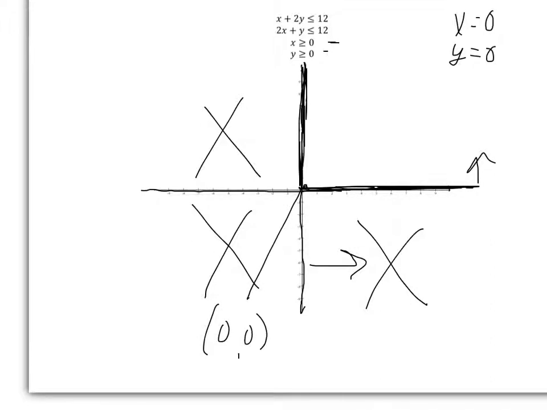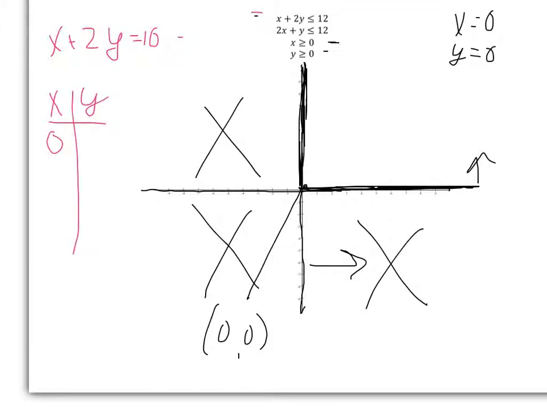So looking at this first line, go ahead and do this in red. If we have x plus 2y equals 12, we're going to use a solid line because we have less than or equal. Now here I'm going to just use my intercepts because it's not solved for y.